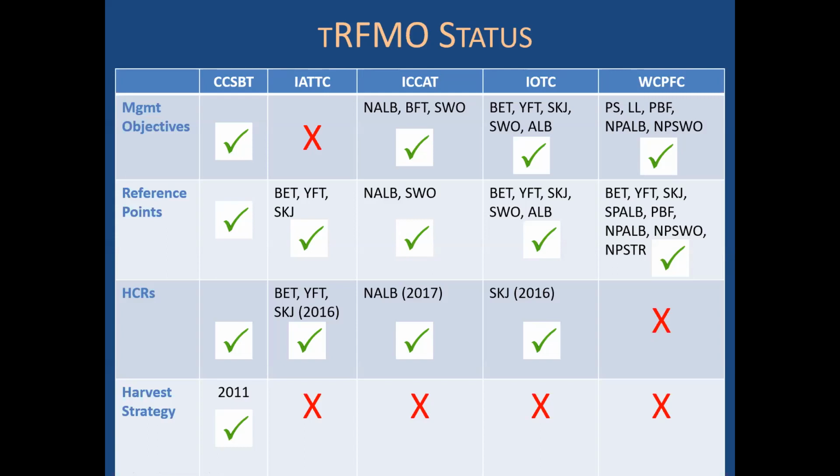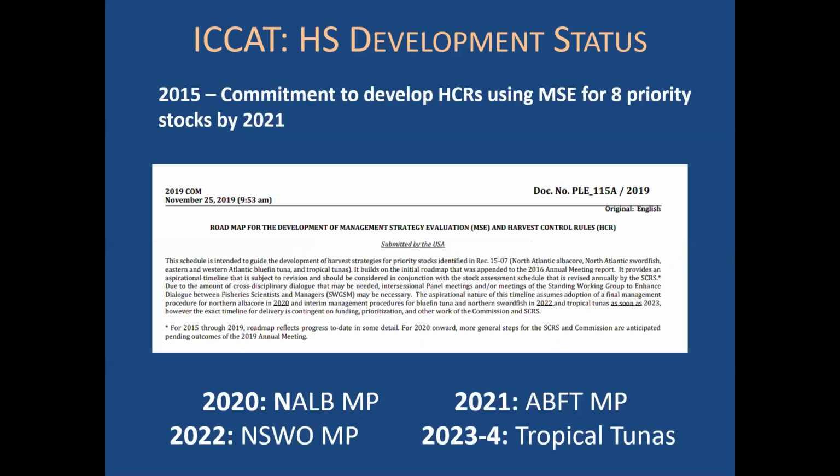So we'll go one by one through all of the tuna RFMOs, but CCSBT. We'll just go through these quickly, just to show you where things stand for each of the stocks that they are developing. Looking again towards that 2020 TTD goal of harvest strategy adoption for each of the major stocks.